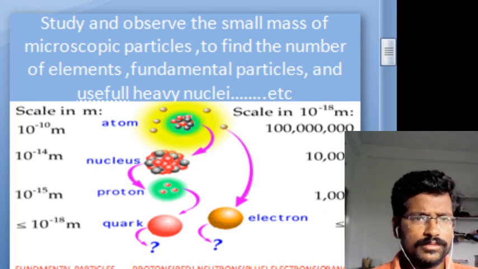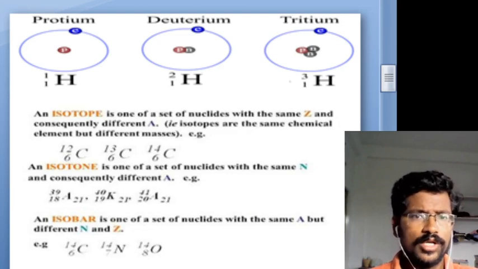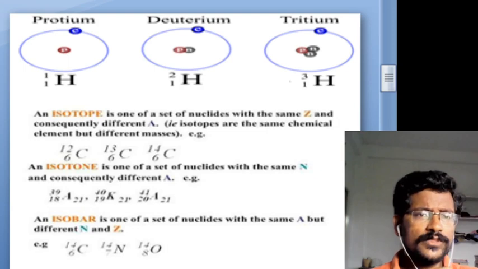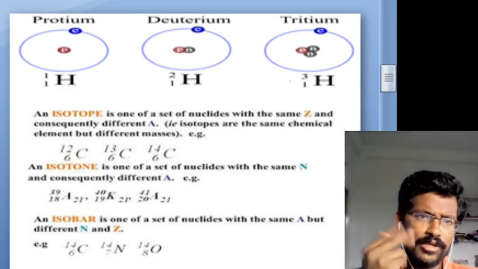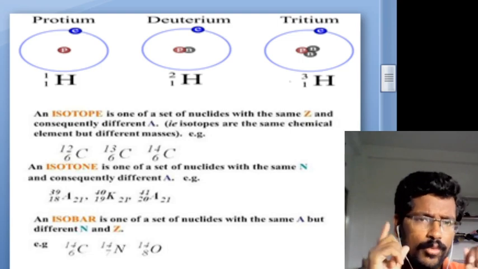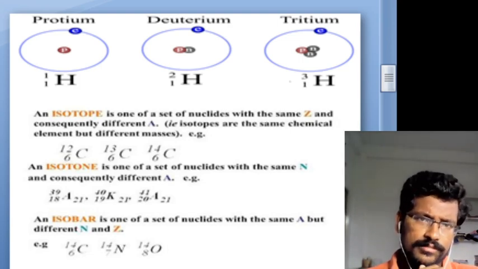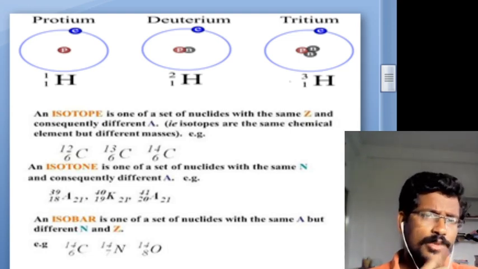How microscopic particles are studied and expressed, this is isotope, protium, deuterium, like that. Now we are looking into the hydrogen atom. Every hydrogen atom has only one atomic number. The isotopes depend on the mass number only.